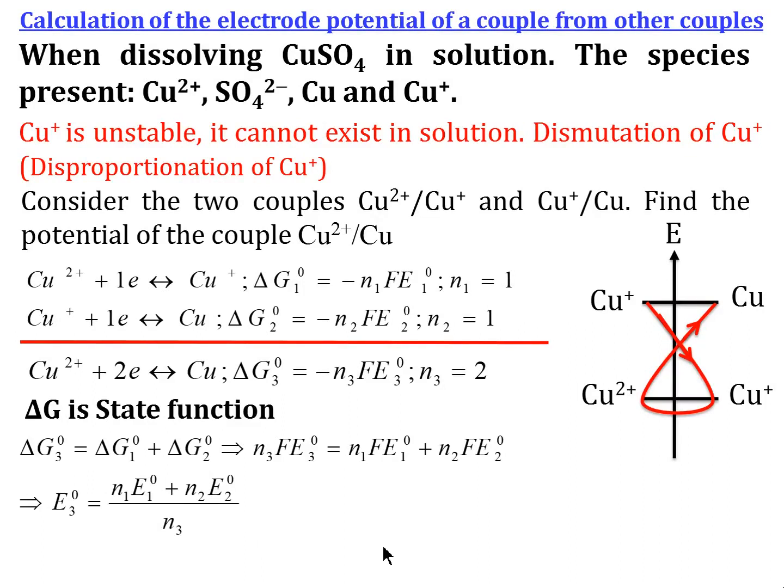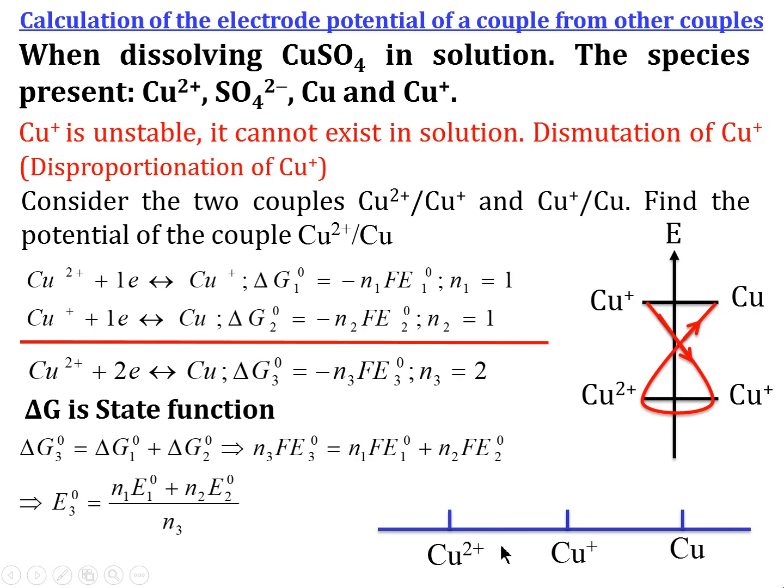But we have to pay attention to the sequence of the couples. We know Cu2+ to Cu+ has potential, for example, E01, and the number of electrons exchanged is N1. We know from Cu+ to Cu, the potential is E02, and the number of electrons exchanged is N2. So from Cu2+ to Cu, it's E03, and the number of electrons exchanged is N3. So we can apply in this case this relation without the proof. We can say E03 equals (N1 E01 plus N2 E02) divided by N3.